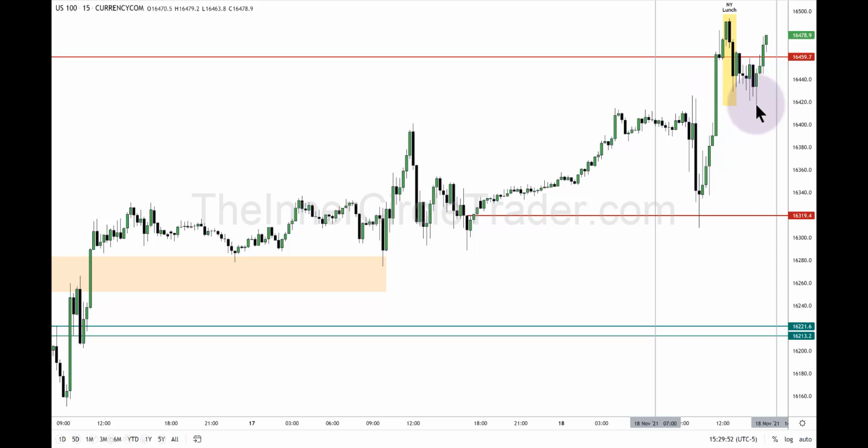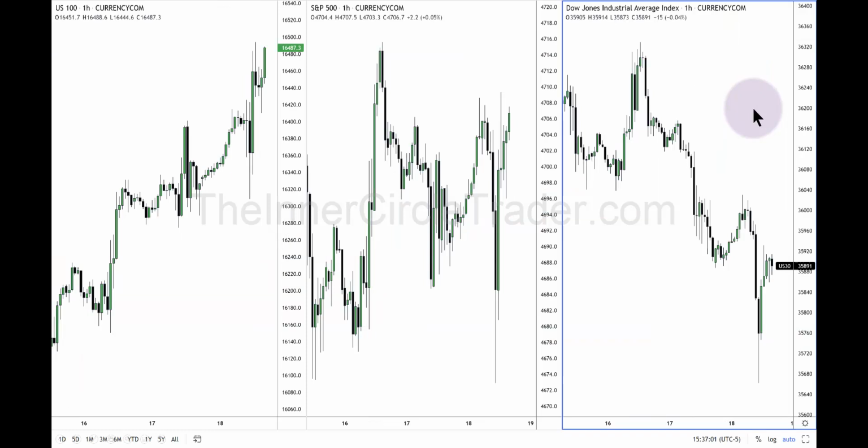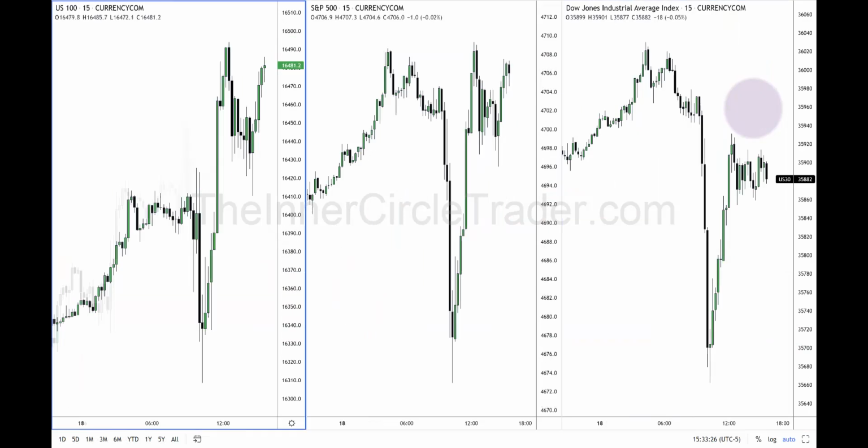Look at the lows in your S&P and NASDAQ and Dow at these lows in here. Low, low, not low. That's the correlation.